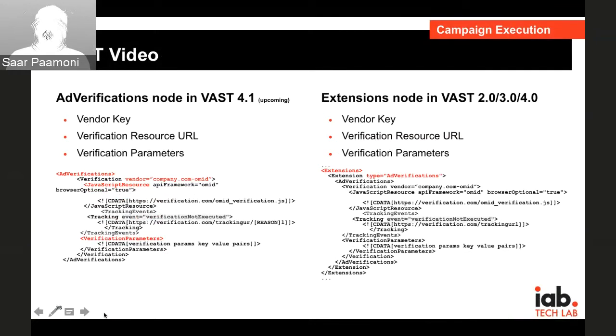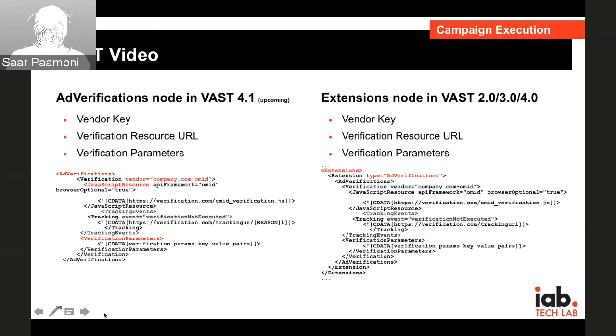There could be multiple of these. Ad verifications will be a singular tag, but within it you may find multiple verification nodes, potentially based on the availability of VAST wrappers. You may discover multiple of these in the process of unwrapping, and all of them should be executed to perform measurement.